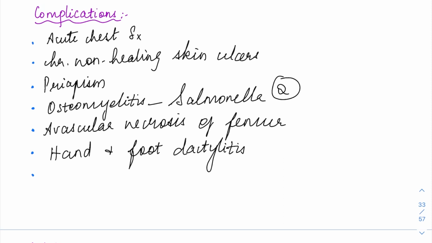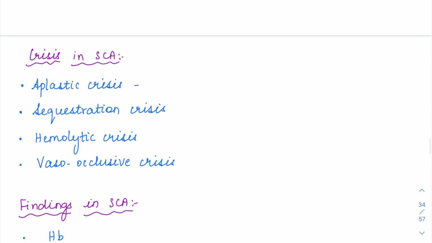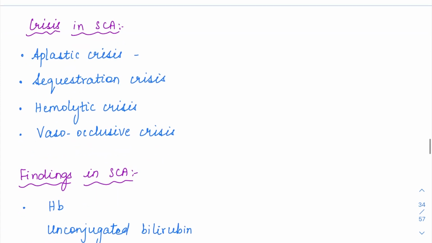Then acute chest syndrome, they'll have lung complications. Then non-healing ulcers, again without blood supply, the ulcers are not going to heal. The same thing is going to happen there as well. Okay, so these are all the complications of sickle cell anemia.